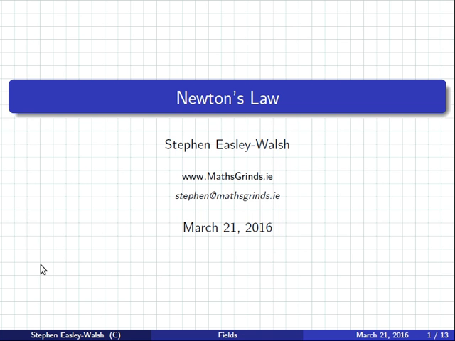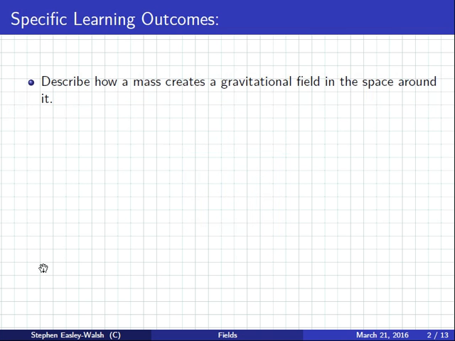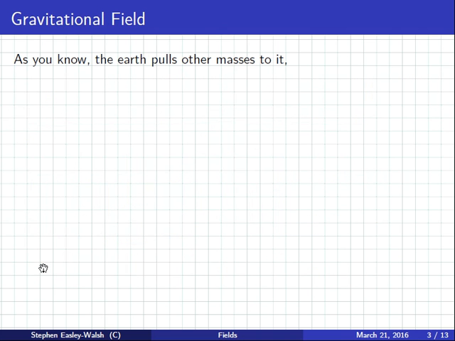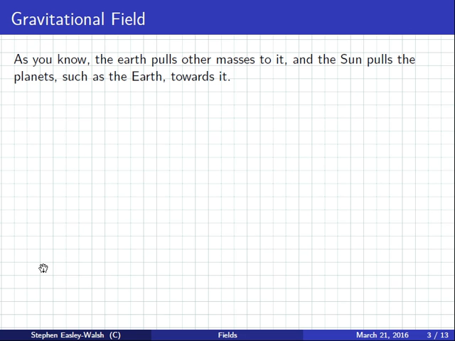Okay. So Newton's law. As you know, the Earth pulls other masses to it, and the Sun pulls the planets, such as the Earth, towards it. So there must be some kind of field.